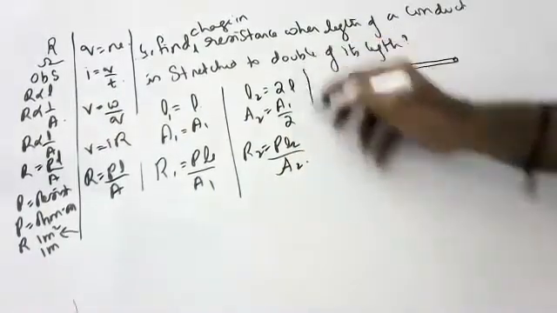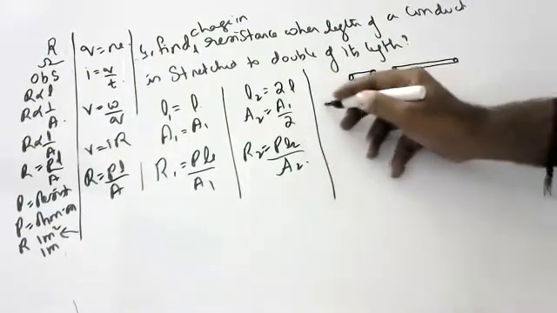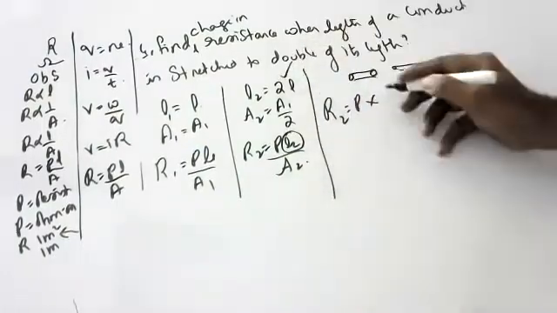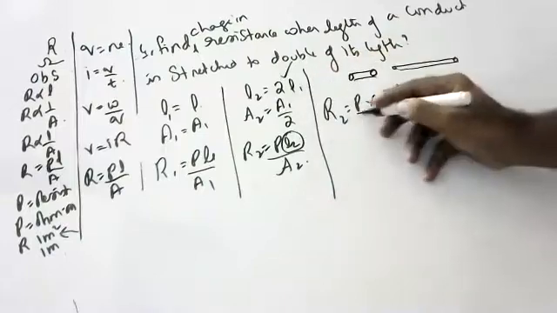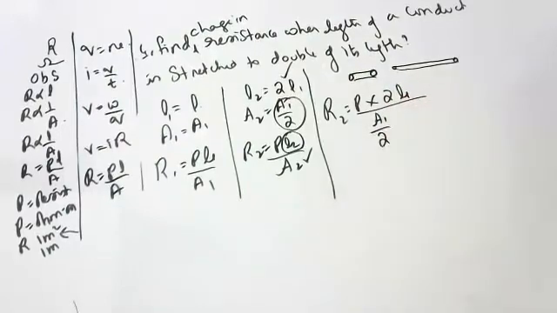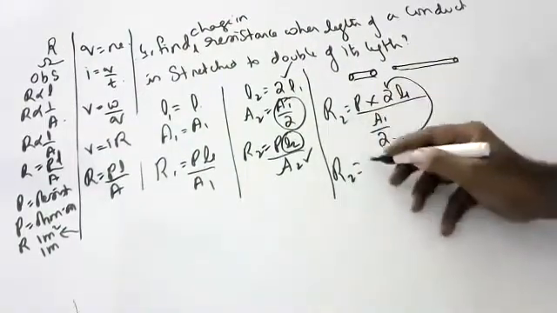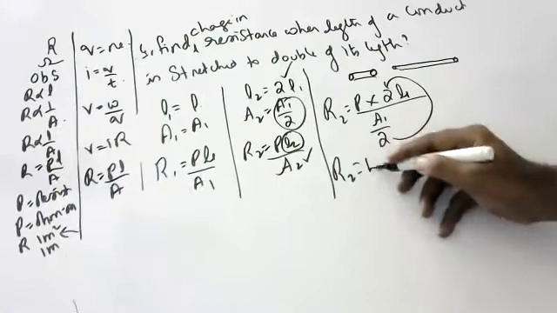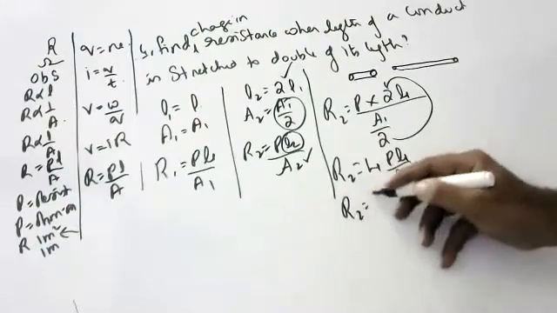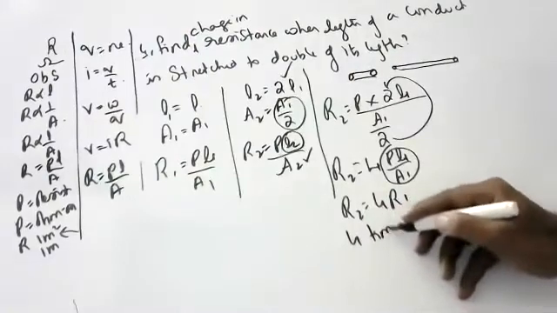Understand, children? Slowly I will say, please try to understand. If you don't understand, later you will get confusion. R2 is equal to rho. What is L2, children? 2L. What is A2? A1 by 2. So the 2 will go up. R2 is equal to 2 twos are 4, rho L1 by A1. R2 is equal to 4 times rho L1 by A1, which is R1. So it is becoming 4 times the original.